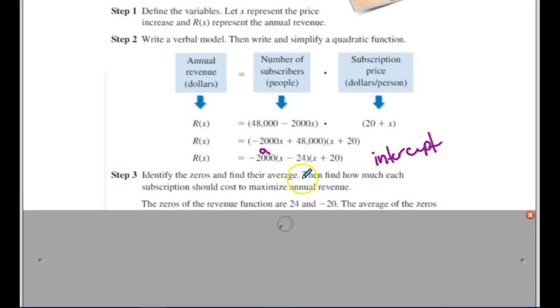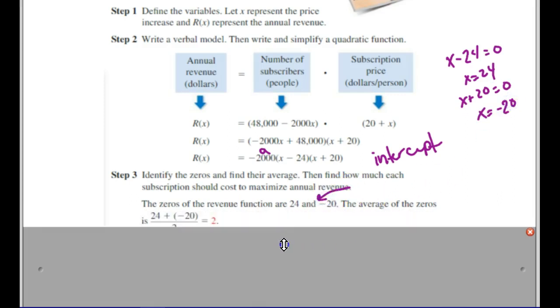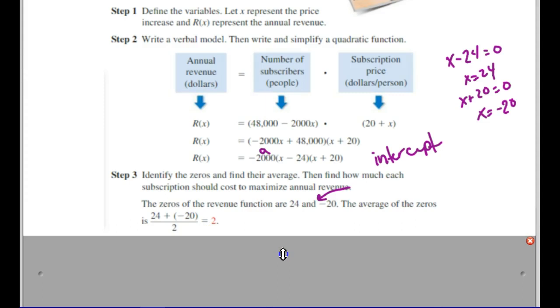So my zeros are at 24 and negative 20. Because I have to set this up x minus 24 equals 0, and x plus 20 equals 0. So I end up with x equals 24 and x equals negative 20. That's where these come from. So now I want to find the average of those zeros, so I add them together and divide by 2. So my x value of my vertex is at 2, because this is exactly halfway between my two intercepts.